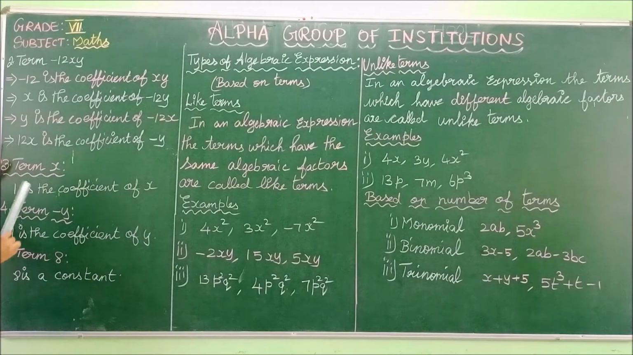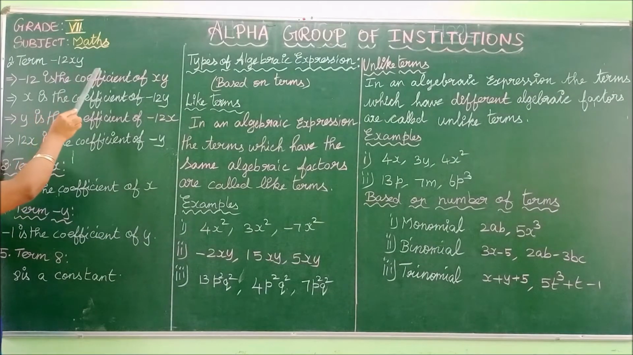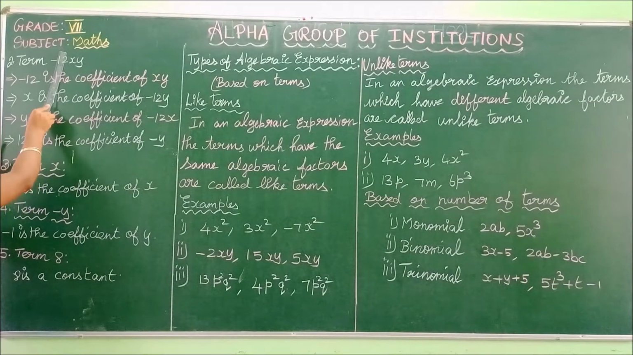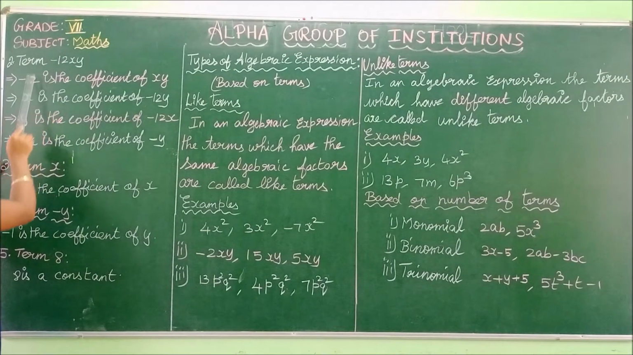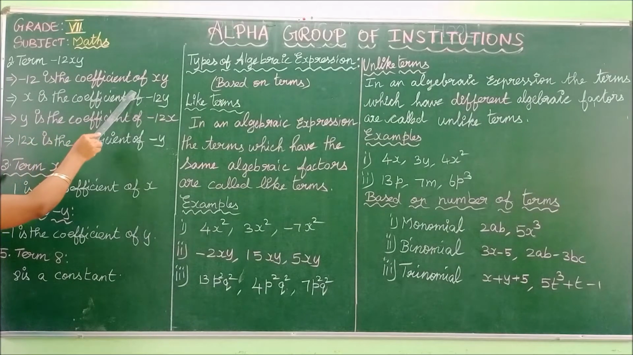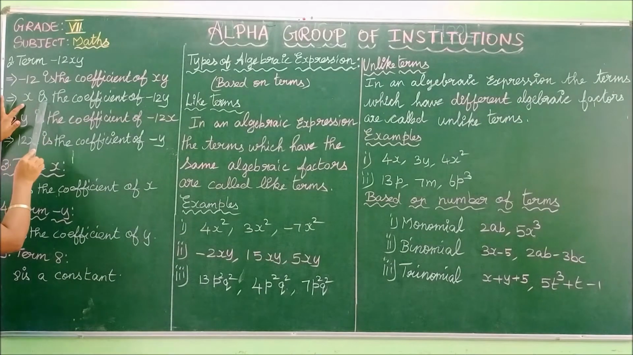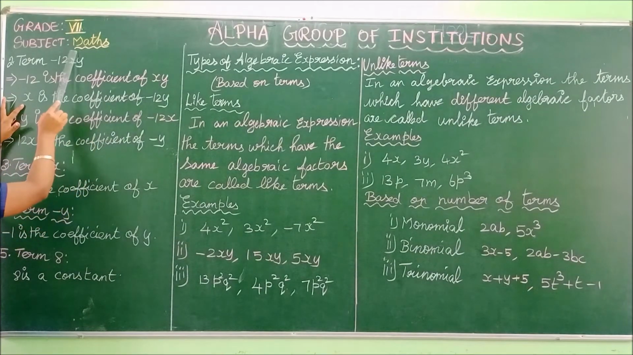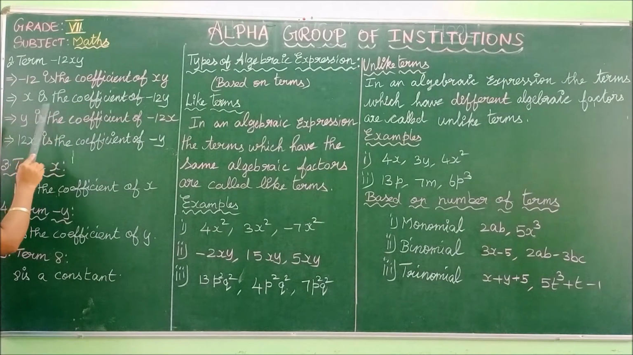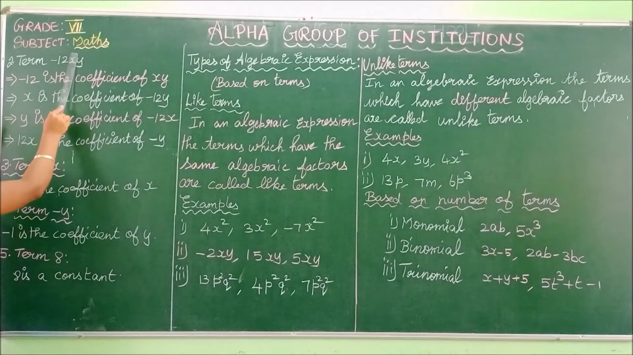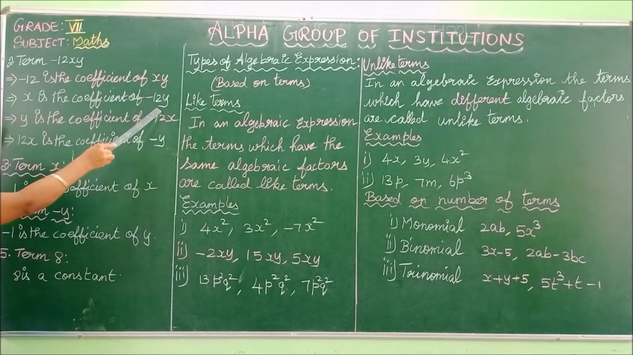Next we are going to discuss the coefficient of term 2. What is our term 2? Minus 12xy. Minus 12 is said to be the coefficient of the remaining variables, xy. So minus 12 is the coefficient of xy. Do you understand, children? Next, x is the coefficient of what? Hide the x. The remaining values are minus 12y. So x is the coefficient of minus 12y. Do you understand?